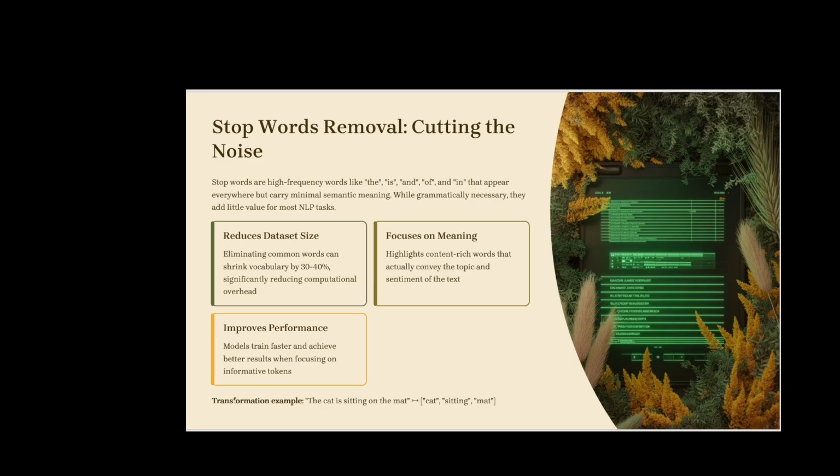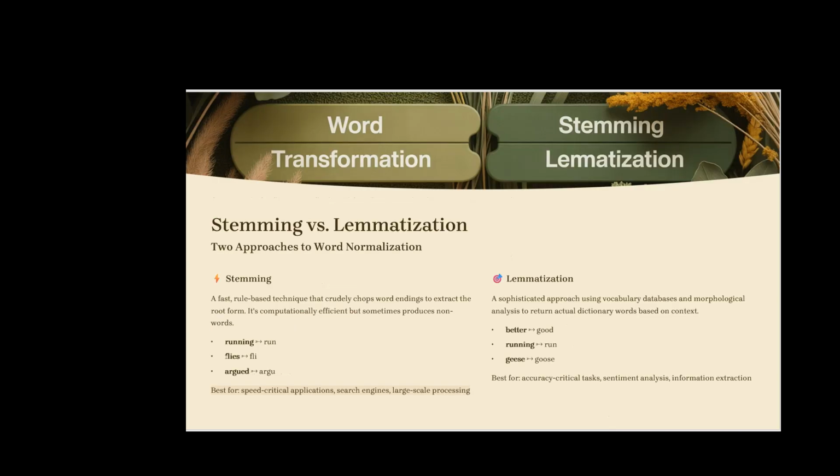And since we are able to shrink the vocabulary and focus on meaning, models would train faster and achieve better results when they are focusing on informative tokens rather than all of these stop words that hold no meaning. Well, now that we have understood stop word removal, talking about the next pre-processing techniques, which is stemming and lemmatization.